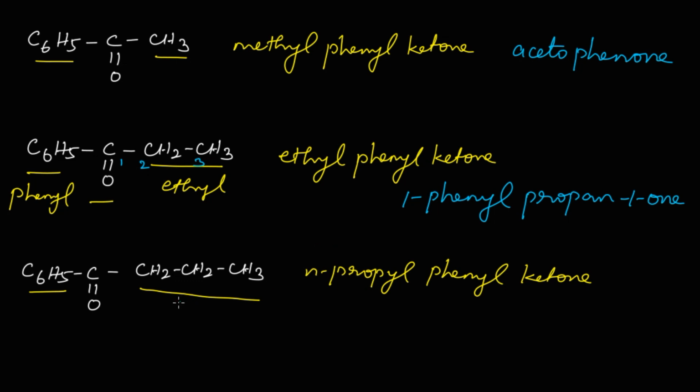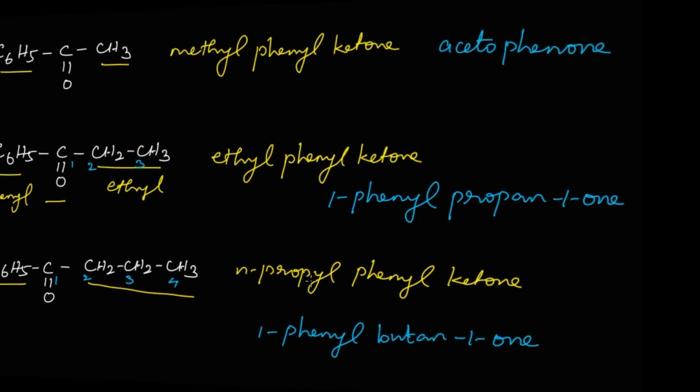Come on, let's give the IUPAC name for n-propyl phenyl ketone. Here, this is the first carbon, 1, 2, 3, and this is the last carbon, the fourth carbon. To the first carbon, a phenyl group is attached, that is C6H5, so 1-phenyl. 4 carbons are there in a straight chain, so butane. To the first carbon, the ketone is present, so 1, the suffix will be -one. 1-phenyl butan-1-one is the IUPAC name of n-propyl phenyl ketone.